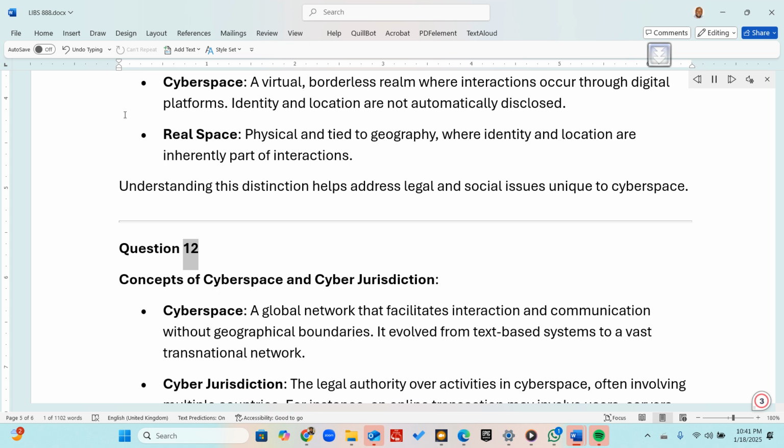Question 12. Concepts of cyberspace and cyber jurisdiction. Cyberspace, a global network that facilitates interaction and communication without geographical boundaries. It evolved from text-based systems to a vast transnational network.